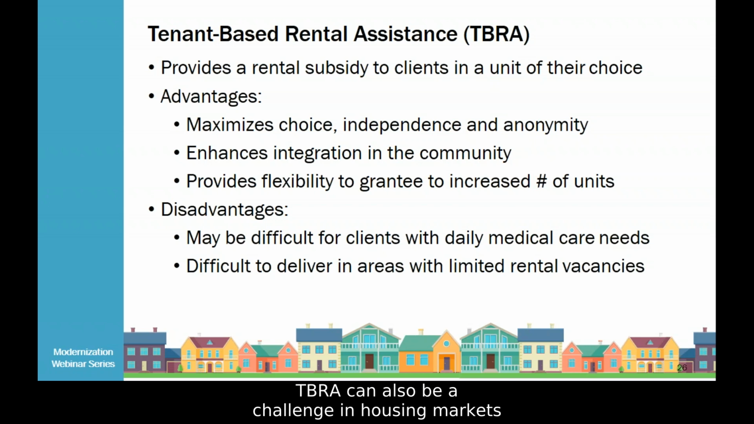PBRA can also be a challenge in housing markets that have very high rents and or very low vacancies, right? So those really tough housing markets. Liz and I are here in Boston. It's a very tight housing market. While PBRA is successful here, it takes a lot of creativity and hard work by those agencies that are running the program. Some of that creativity is going to be helping to identify landlords who are willing to participate in the program, who are willing to perhaps limit the rent they charge to a certain amount.